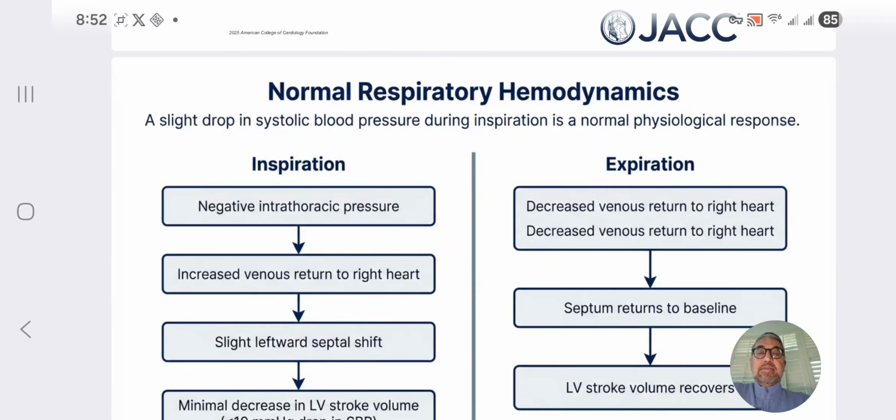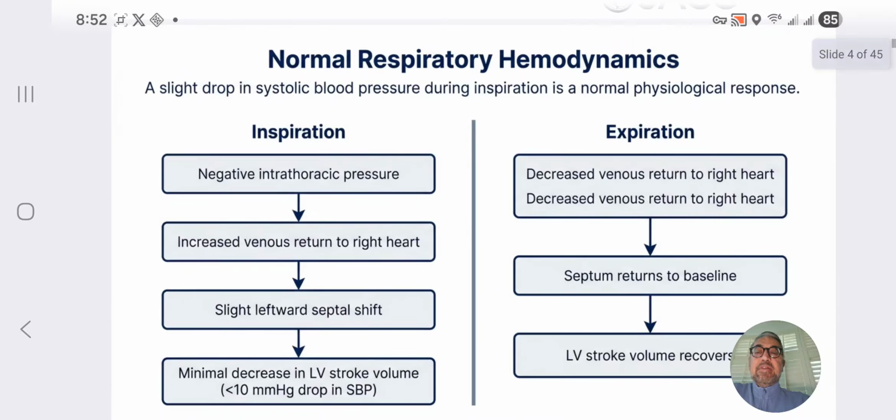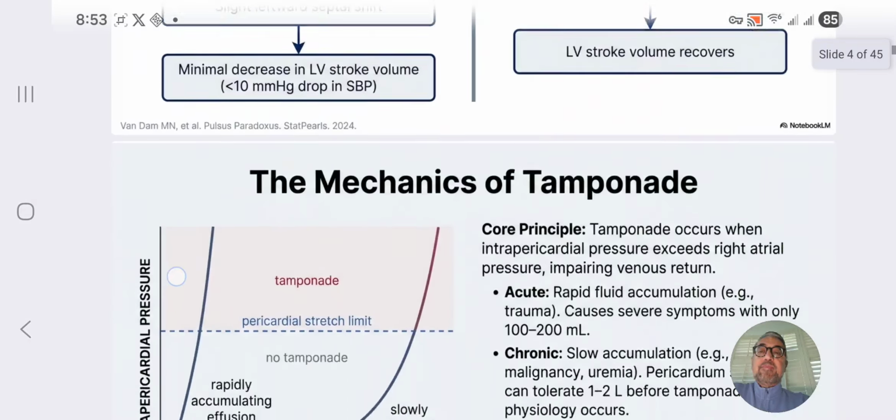It's important to realize normal respiratory hemodynamics. In inspiration, there is negative intrathoracic pressure. The inspiration does not impact the pressure in the veins outside the thorax. Therefore, there's a difference in pressure between peripheral veins and intrathoracic veins, leading to increased venous return. This increased venous return causes a slight leftward septal shift and a minimal decrease in LV stroke volume. In expiration, the reverse happens.